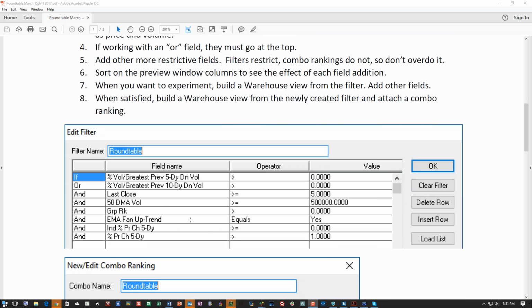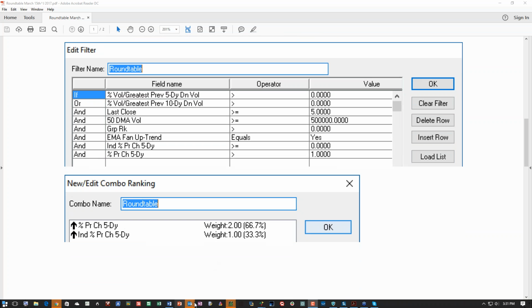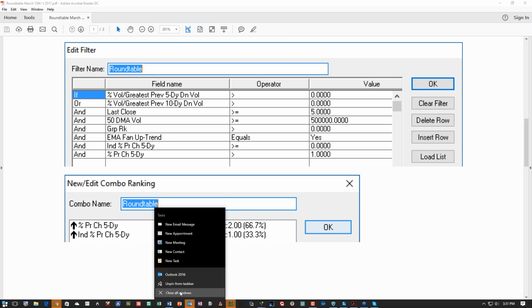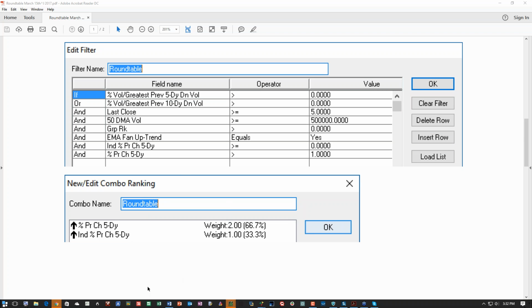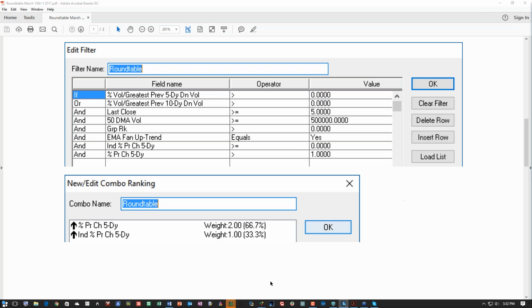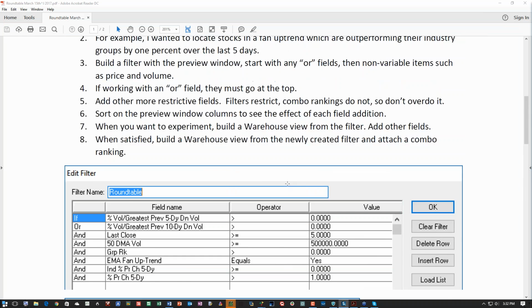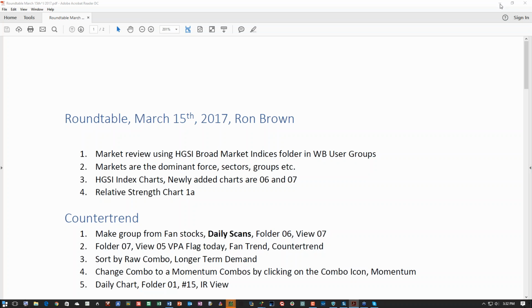This is the finished filter that I came up with, and I'll explain this as I go along. And this is a combo that I attached to it. I want to close my email so that doesn't distract me. And some other things here. Okay, so let's go ahead and get started.